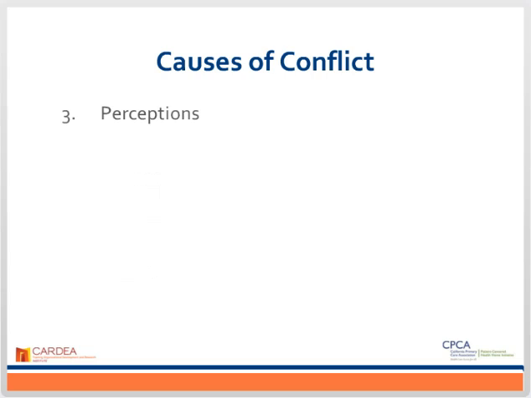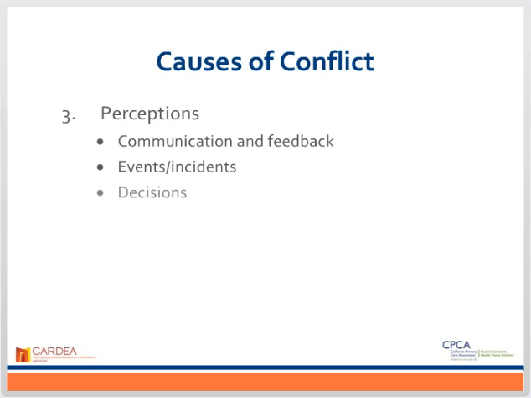Third, conflicts can occur because individuals perceive communication and feedback, events or incidents, and decisions in very different ways. For example, if a CEO sends a communication about a new patient satisfaction survey, one team member may see the survey as a sign that the CEO is unhappy with the team's performance, while another team member may see the survey within the broader context of quality improvement.